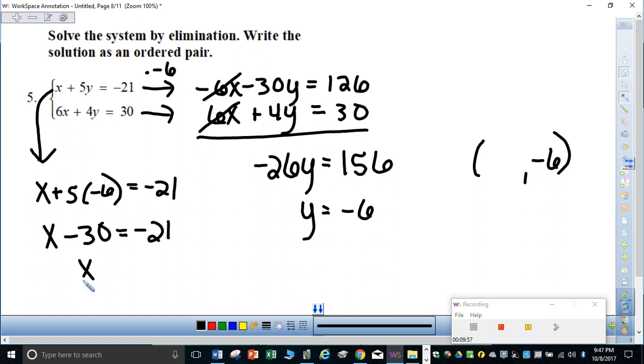Let's add 30 to both sides. Negative 21 plus 30 gives us the x-coordinate of 9.